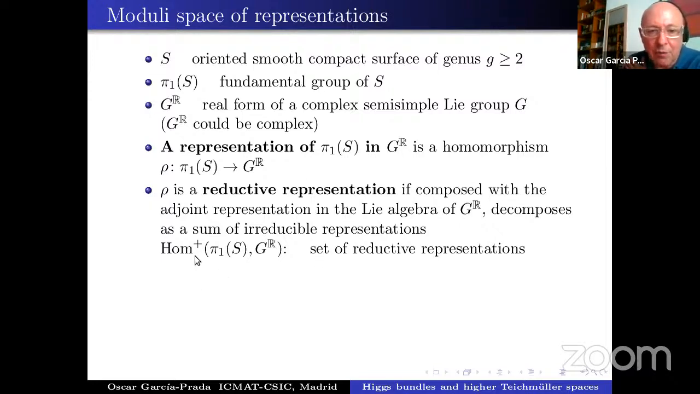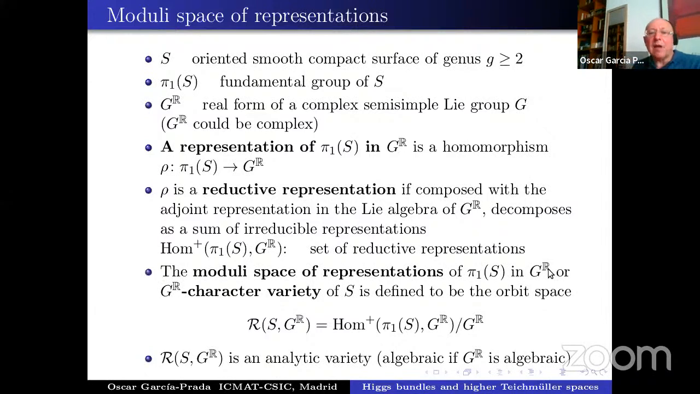And so I will denote by this plus the set of reductive representations, and then the set of equivalence classes by just conjugation by an element in GR is what we refer to as the moduli space of representations of pi 1 of S in GR, or simply the GR character variety of S. We will use the two ways of thinking. So is this a space? And this space is endowed with a structure of an analytic variety. And if GR is algebraic, it's an algebraic variety.